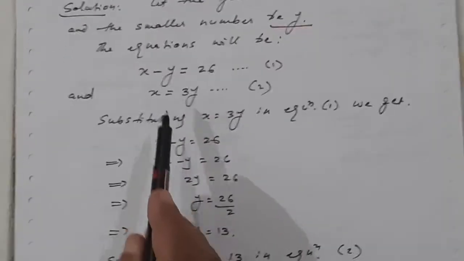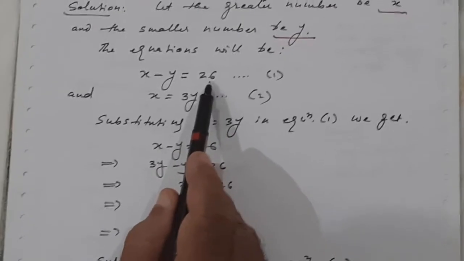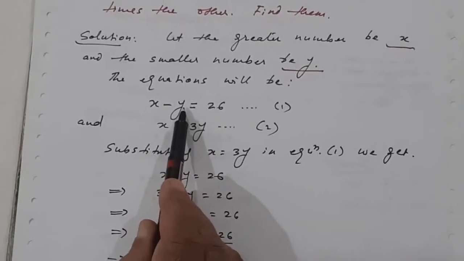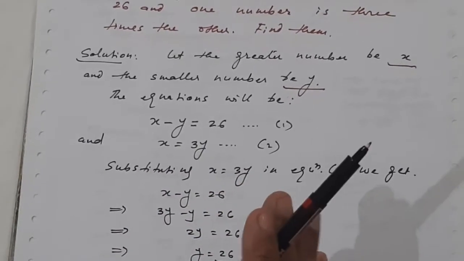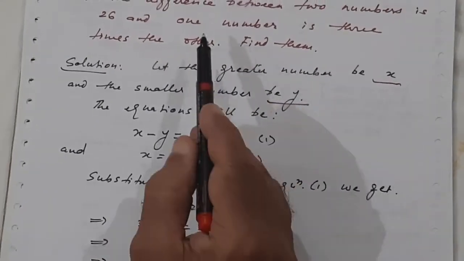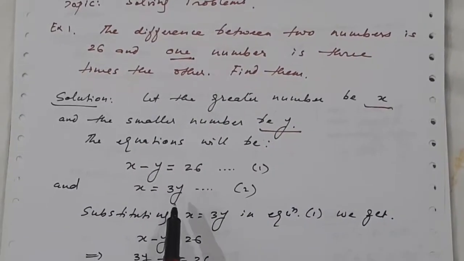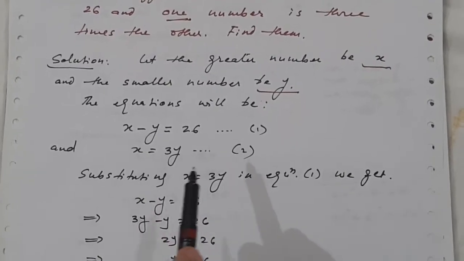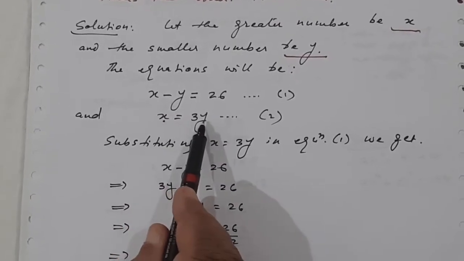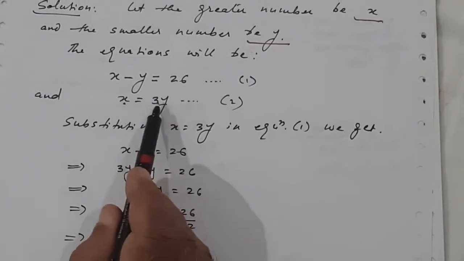So the equation will be x minus y is equal to 26. This is the difference: greater number minus smaller number is 26. Let us read out the second condition. One number is 3 times the other. That means the greater number is 3 times the smaller number. So x is equal to 3y.